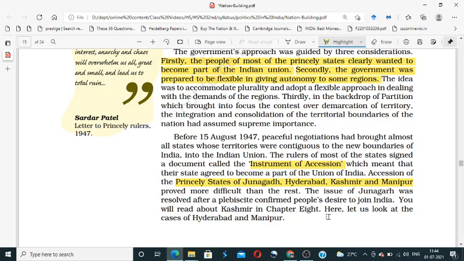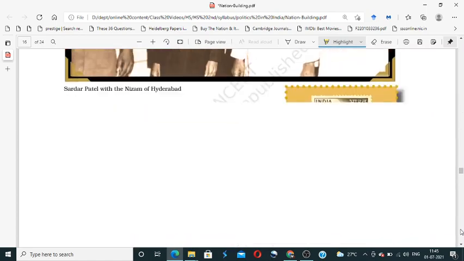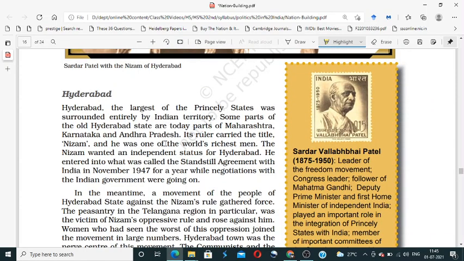Junagadh was not very difficult, because when the police approached and the people protested, the ruler escaped to Pakistan and it became a part of India. Junagadh was a Hindu-dominated state while the ruler was a Muslim. And then there are Hyderabad and Manipur; we'll start with Hyderabad.